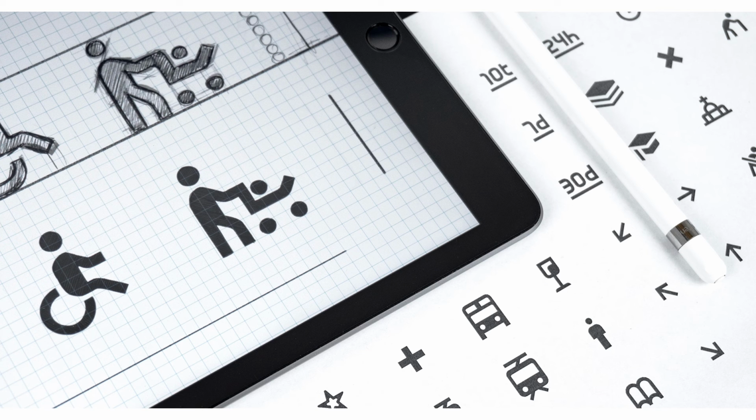But if you want to do something more special, you can hire an illustrator who creates icons especially for your company. It will be completely unique and doesn't have to be that expensive either.